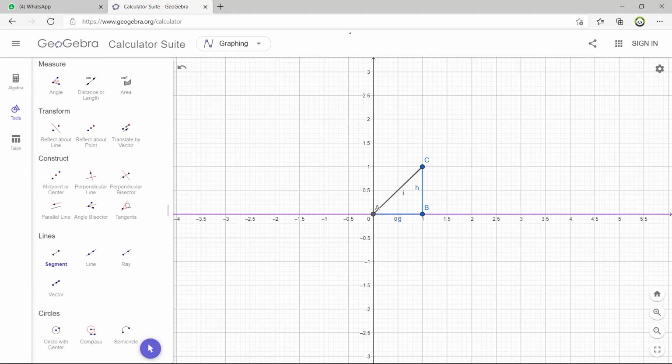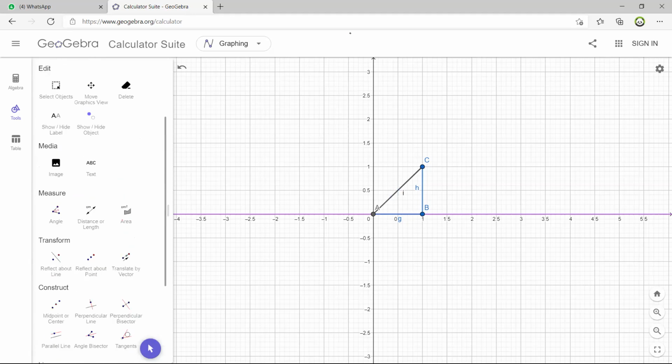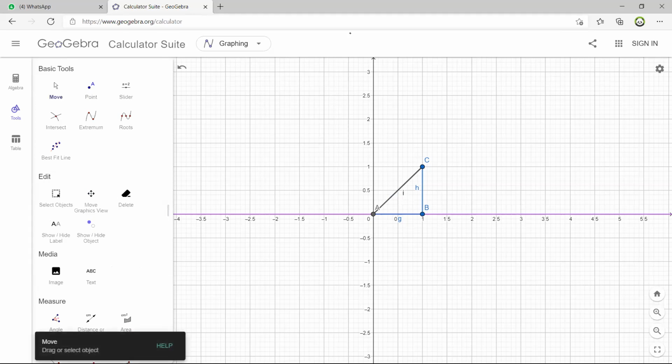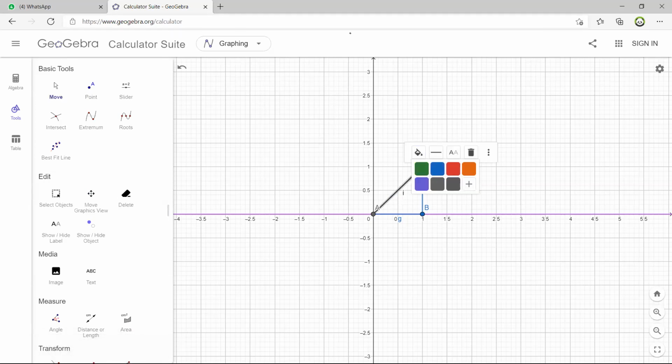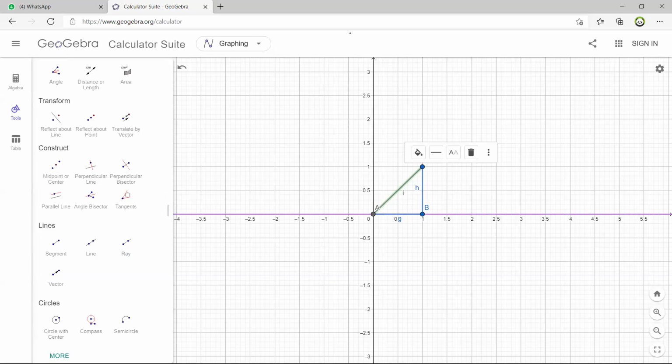Right. So this is the third side. Let me color it with a different color. Okay, this is the third side. Now what we need to do is find out on the number line, on this purple line, where root 2 lies.